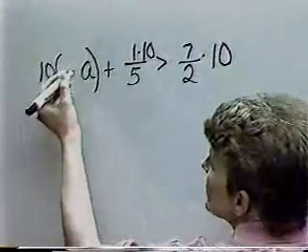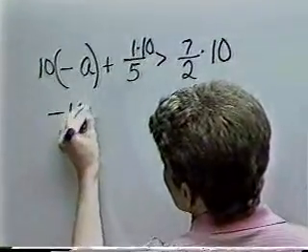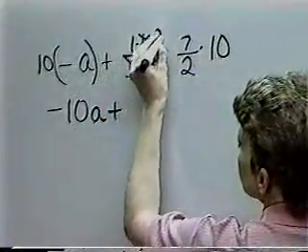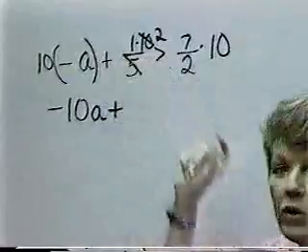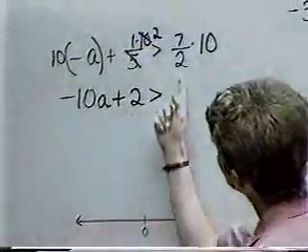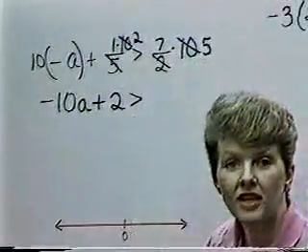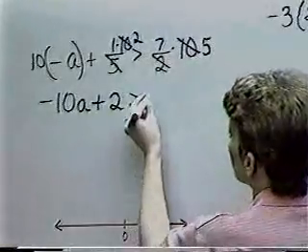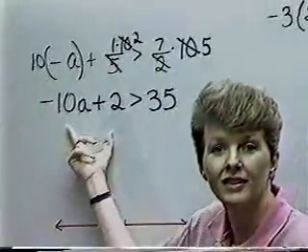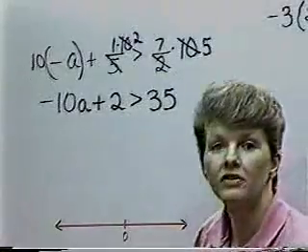Here I have 10 times negative a, and that would be negative 10a, plus 5 will go into 10 2 times, and then I have 1 times 2, or 2, is greater than, 2 will go into 10 5 times, and then notice I have 7 times 5, or 35. And now I'm solving this equivalent linear inequality. Negative 10a plus 2 is greater than 35.